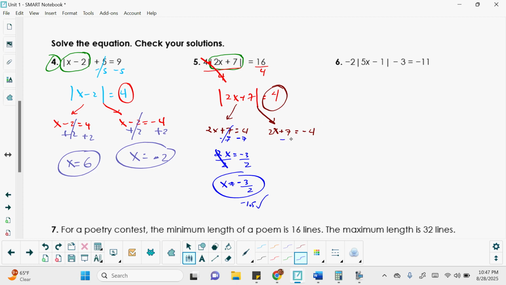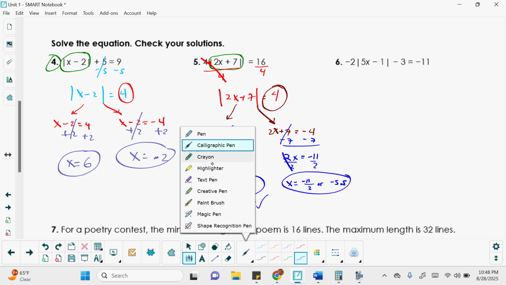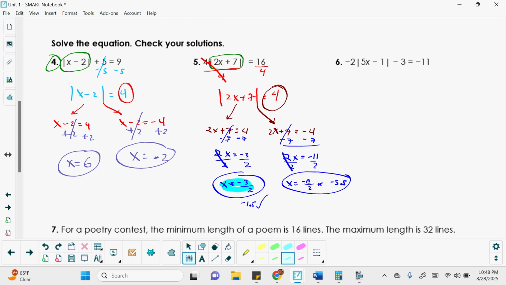All right, over here, we're going to do the same steps. We're first going to subtract 7, undo adding and subtracting. So we get 2x equals negative 4 minus 7, which is negative 11. Divide by 2, and you can leave it as x equals negative 11 over 2, or you can make it negative 5.5. So these are both the solutions to this equation that's up here. Those are your solutions. That's what's going to make it true.